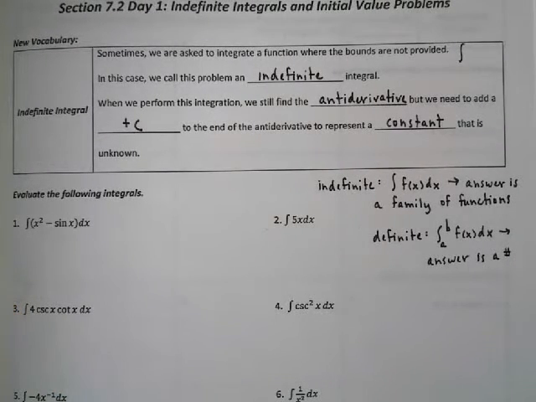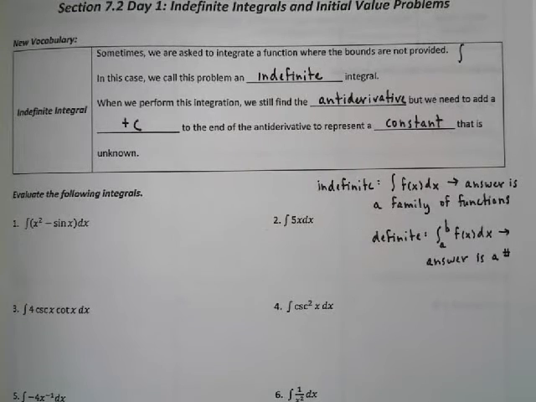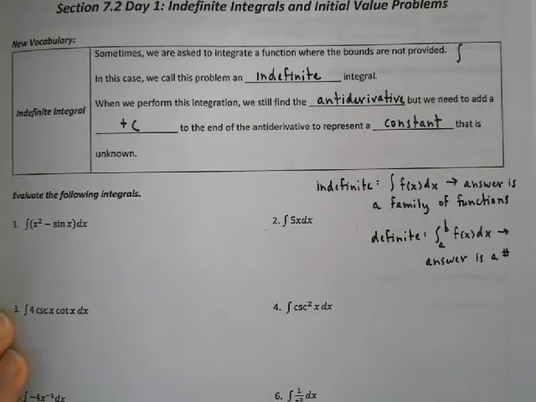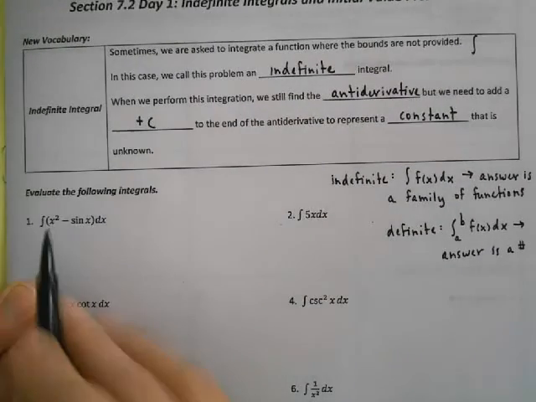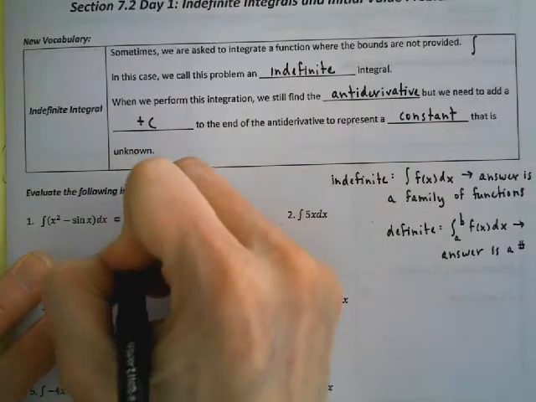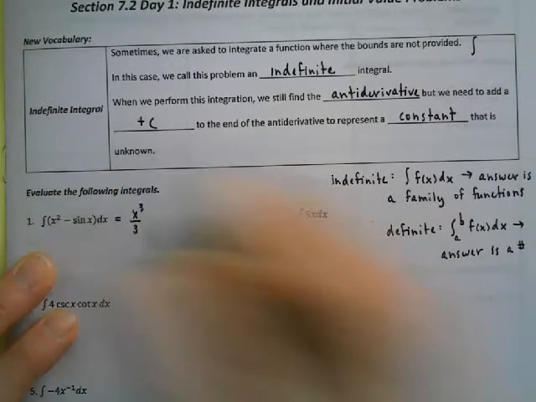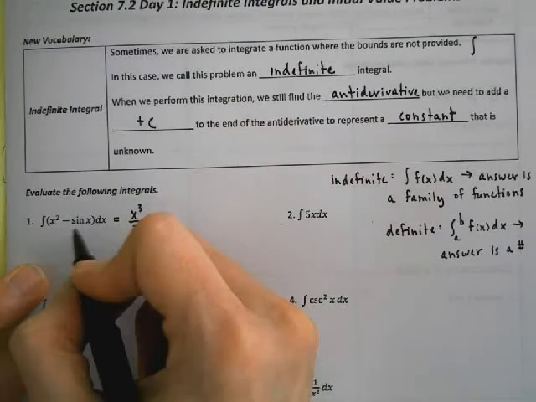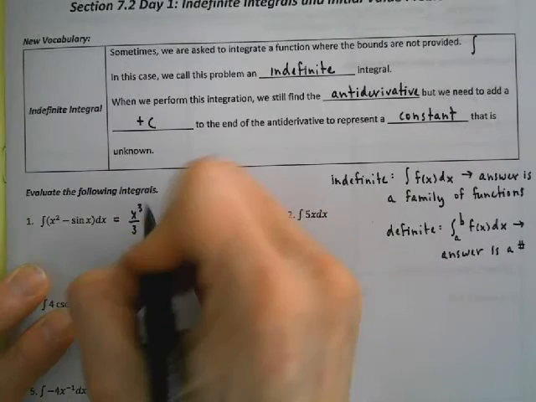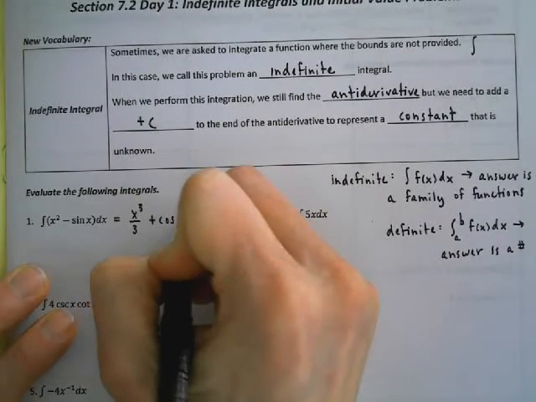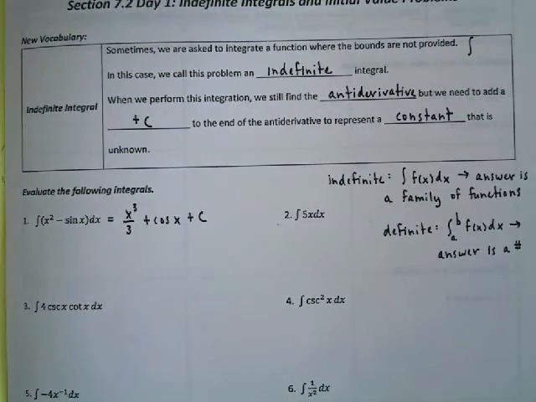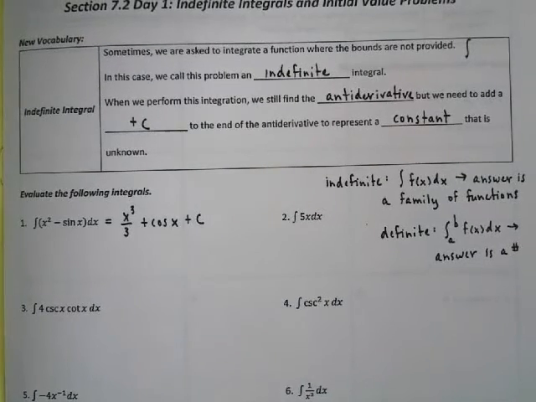But like I said, for today we're working with indefinite integrals, so we're going to take the antiderivative and just put on a plus c at the end. Anytime we have an indefinite integral, we need to have that plus c. So for my first example, the integral of x squared minus sine of x dx, we're just going to antidifferentiate like normal. I get x cubed over 3 for my first term. Now, the second term, since this is a negative sine x, I know cosine has a derivative of negative sine, so my second term is going to be a positive cosine x, and then we're going to add in our plus c. And that's all there is to it for these indefinite integrals.